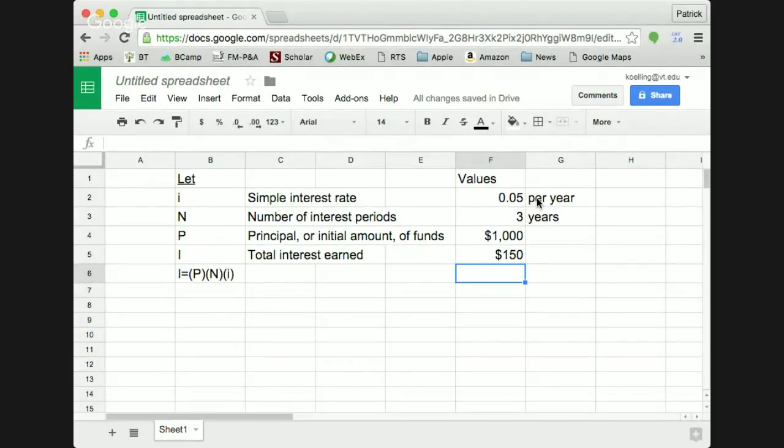There's our simple interest screen. Hopefully you get that. Now let's look at what happens with compound interest.